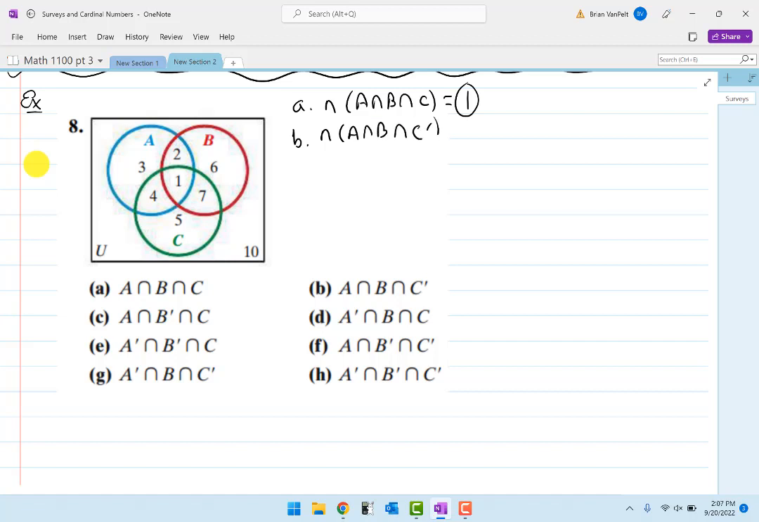Next, this is the number of items that are in A and B, but they're not in C prime. So where are we talking about? They're not in C, so they're not in here, but yet they're in both A and B. That would be exactly these 2 right there.